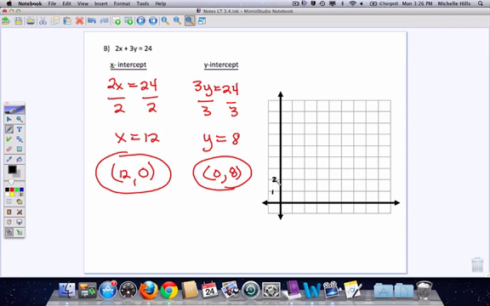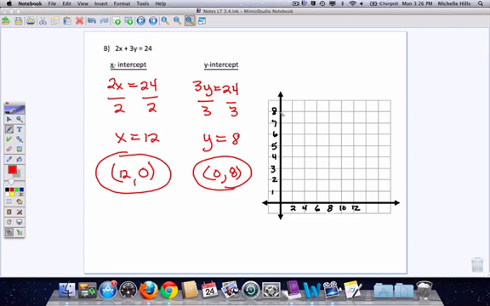Up to positive 8. Again, I can do that by 1s. Since it is possible to fit it on this graph going by 1s, I need to do that. I can't get to positive 12 on the x-axis going by 1s, so I'm going to have to go by 2s on the x-axis to get over that far.